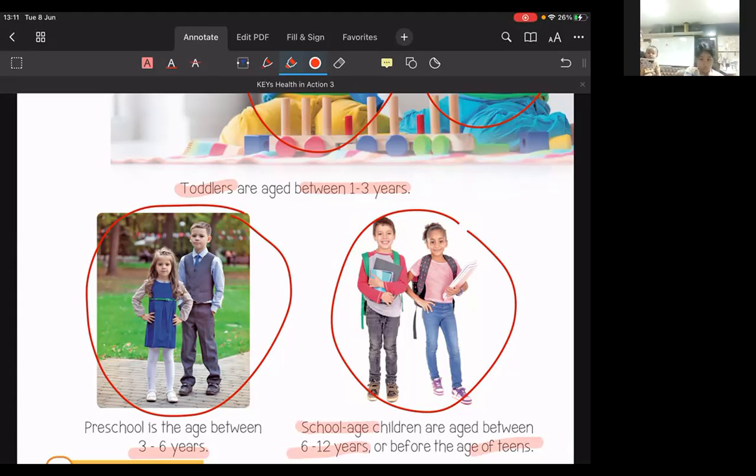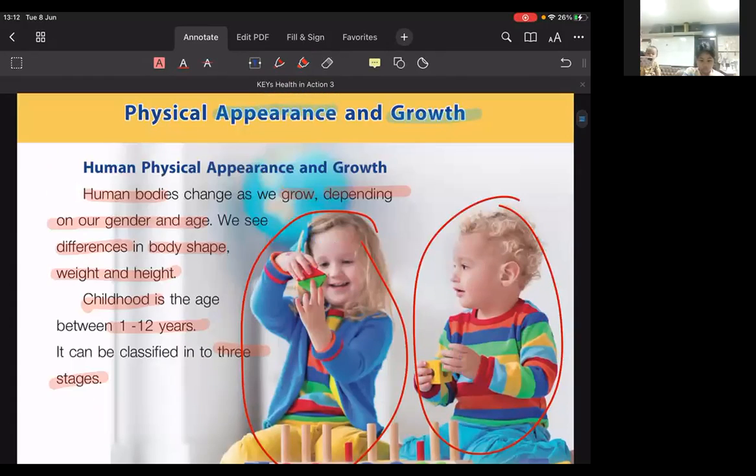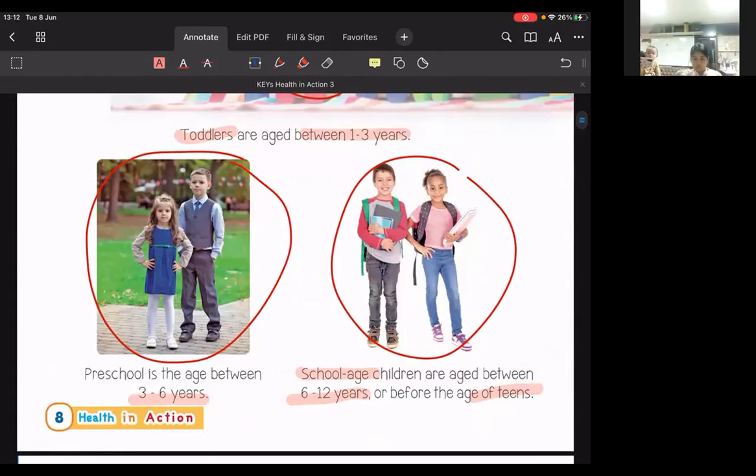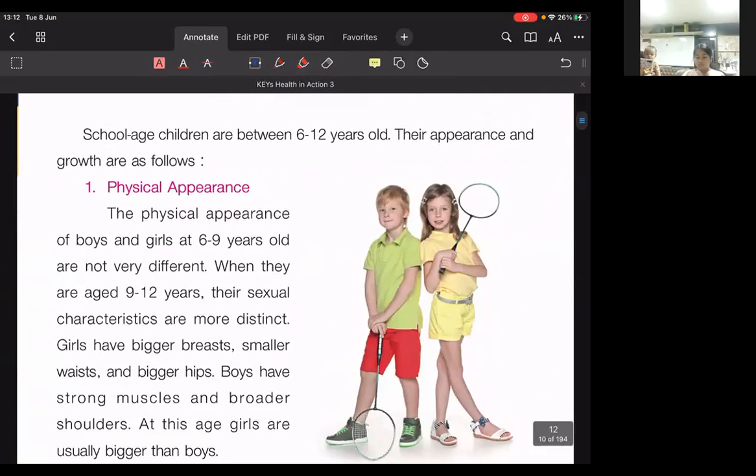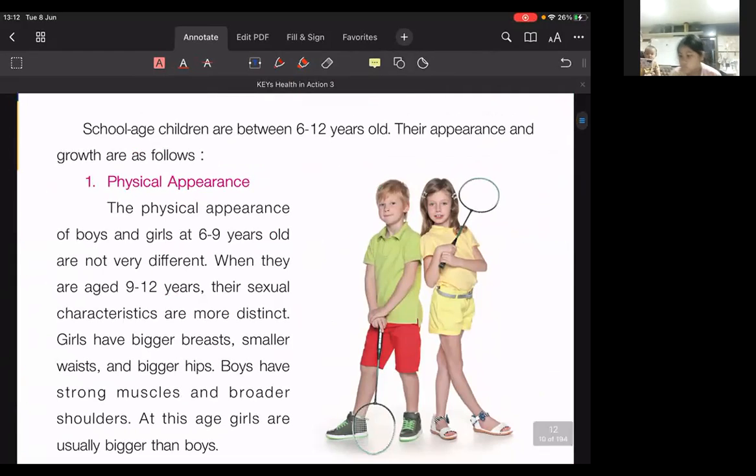Okay, so you start off as a toddler, little baby. Then you move into preschool. Then after your preschool years, you turn to your school age. Okay, so there are your 3 points. Okay, so your school age, we said, was between 6 to 12. Your appearance and growth are as follows. So we're going to describe what happens to your body when you're at the school age.